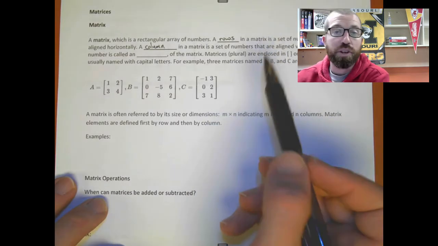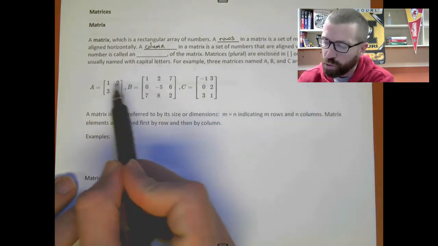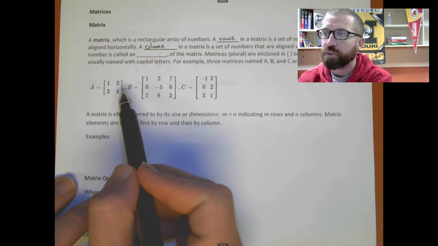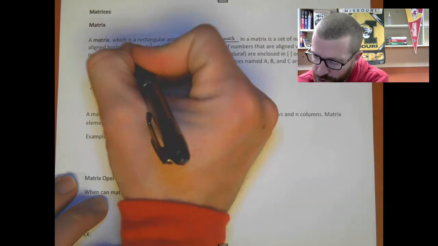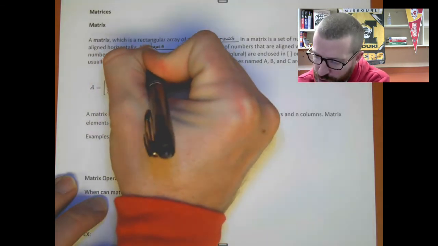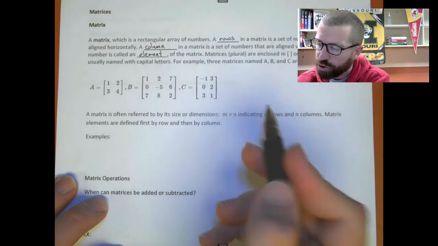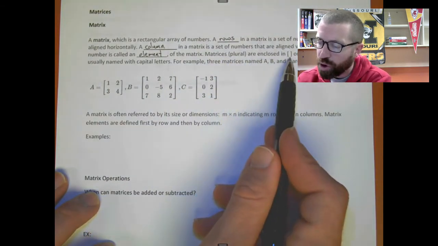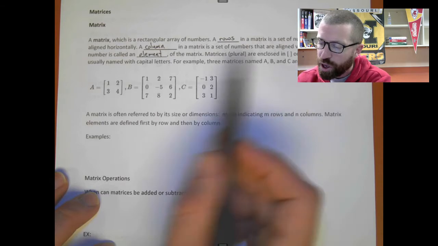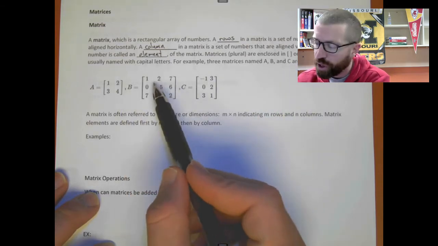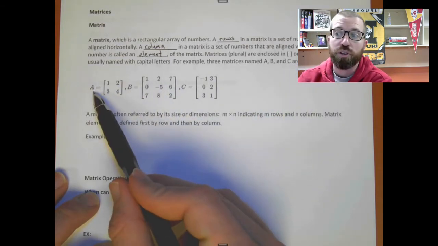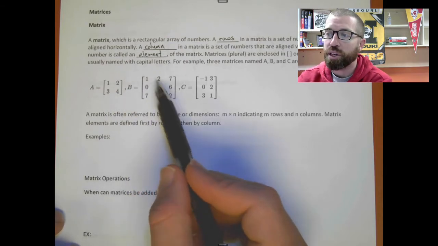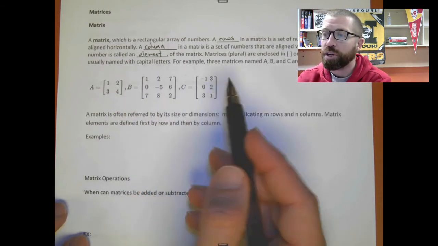When we talk about these matrices, we're going to talk about rows by columns. So everything is rows by columns. Each number is called an element of the matrix. Matrices are enclosed in these square brackets or these big parentheses and are usually named with capital letters. For example, here is matrix A, which is just 1, 2, 3, 4. B is there and C.